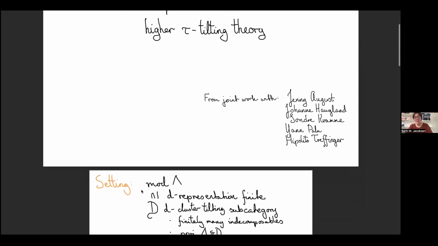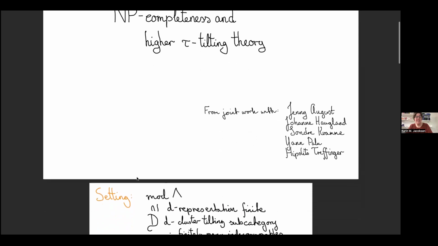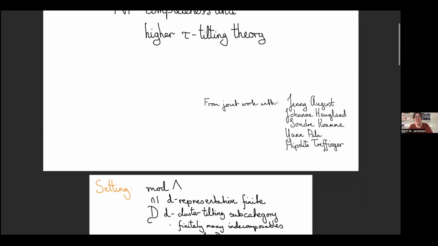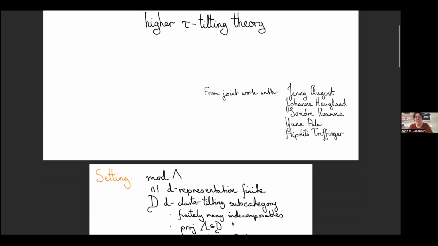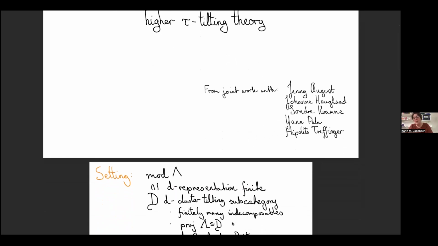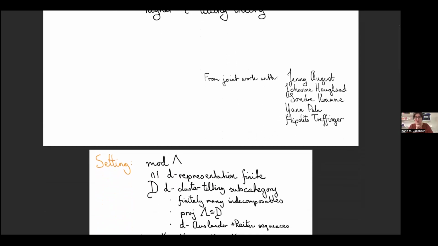Since we're doing higher homological algebra, we start in some module category over some algebra lambda, which is d-representation finite. What that means in practice is it has a d-cluster tilting subcategory, which I won't tell you what it is. You can look it up quite easily. But it does have finitely many indecomposables. That's the d-representation finite part. It does automatically contain all the projectives in mod lambda. And most crucially for our purposes, this one will have d-Auslander-Reiten sequences. It's not always guaranteed, but it does.